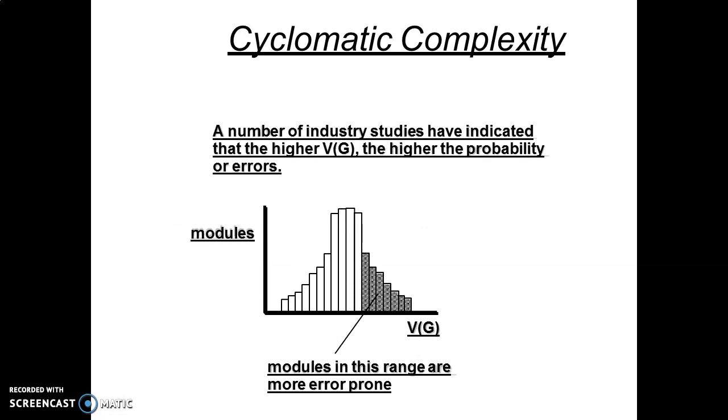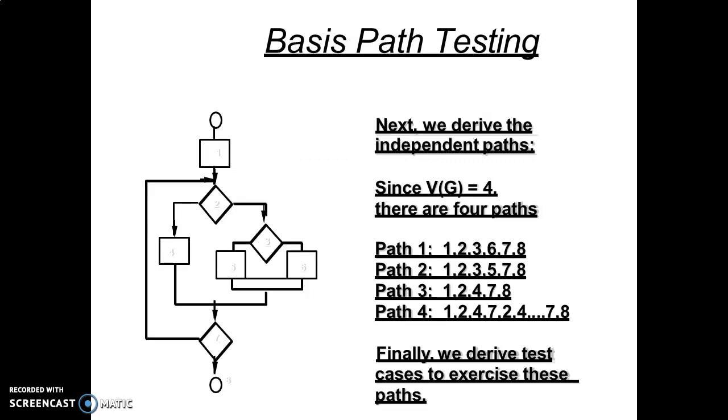A number of industry studies have indicated that the higher the cyclomatic complexity, the higher the probability of error. So the number of decision or condition statements should be less if you want to make your system less complex. Now, basic path testing. To identify the basis paths, first you have to identify the cyclomatic complexity of the code. To do that, we have to identify how many decision statements are there in your code.